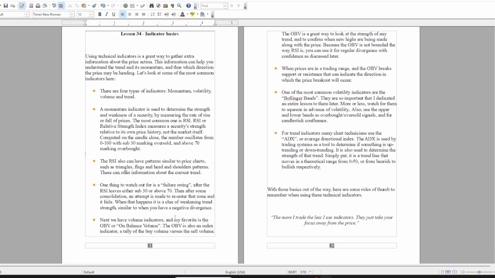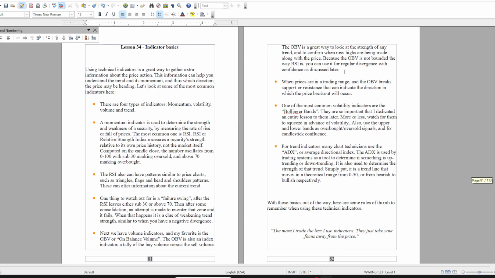Then like a volume indicator, on balance volume is my favorite one, and this one's an index. It basically just adds up the buy and the sell volume. It's kind of like the accumulation distribution index. And I talk about the fact that the RSI is a bounded oscillator, with fixed upper and lower limits. The OBV I mentioned here is an unbounded oscillator, right? It does not have a fixed upper and lower limit. You can also talk about OBV with patterns as well, breaking support or resistance, drawing patterns, just like with the RSI.